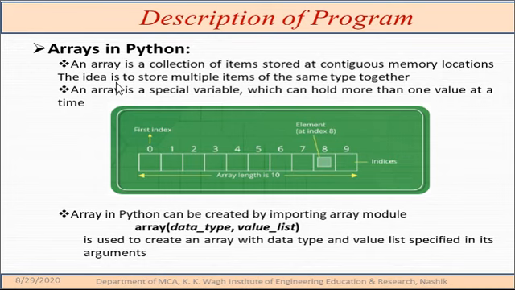Hope you already know what an array is. An array is nothing but a collection of items stored in a continuous memory location. It supports similar types of data. We can store them in a single variable, which is also called an array. The idea is to store multiple items of the same type together, which is called an array. So an array is a special variable which can hold more than one value at a time.